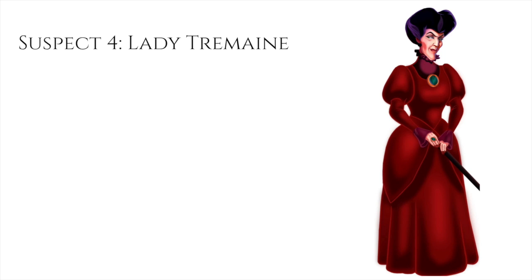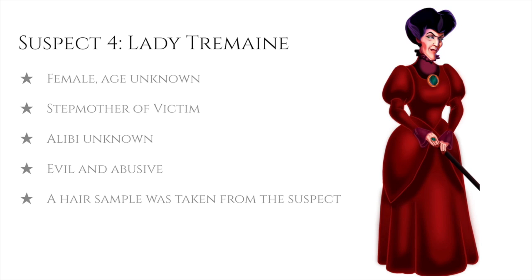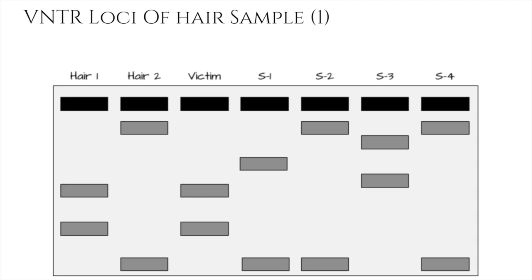Lastly, we have Lady Tremaine. Lady Tremaine was Cinderella's evil stepmother, who abused the victim when she was living with her. Her whereabouts during the time of the murder were unknown, but she had access to the castle. Detectives took a hair sample from each of the 4 suspects and used DNA analysis to determine who was guilty.